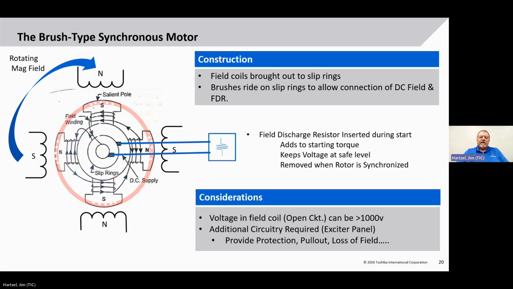So what we have to do is take a low resistance and attach it to it. This is called a field discharge resistor, and that will keep the voltage at a low level. It also acts to increase the starting torque. It acts kind of as the amortisseur winding does. It gives you more starting torque. So any brush type, you're going to have this resistor when you're starting it across the line. Okay, and you have to have an exciter panel, which has a whole lot of other circuitry that we're going to look at.